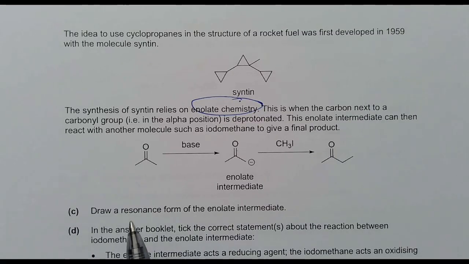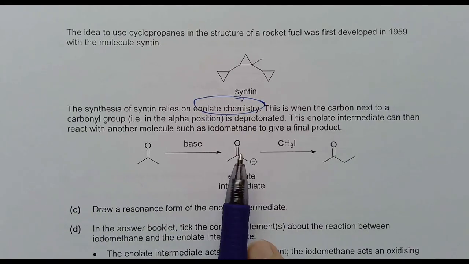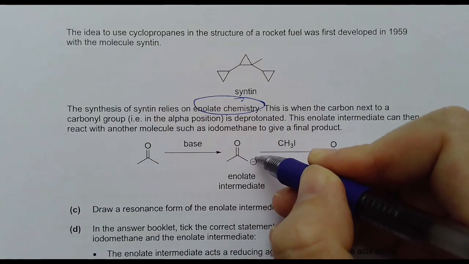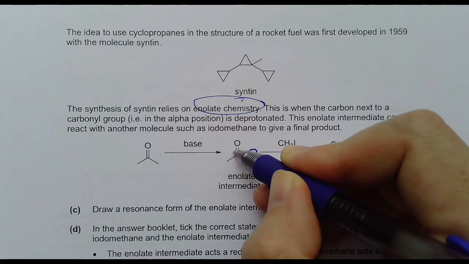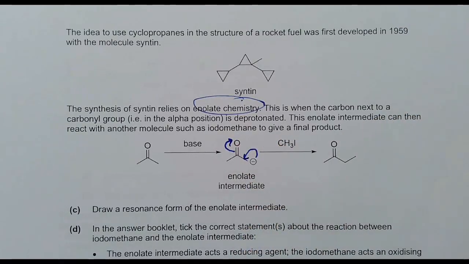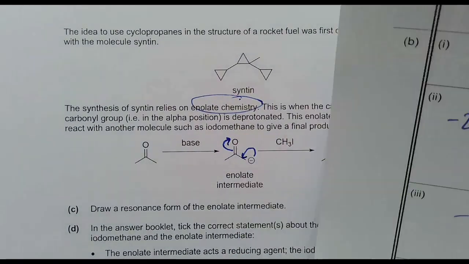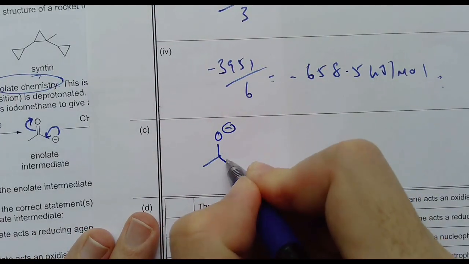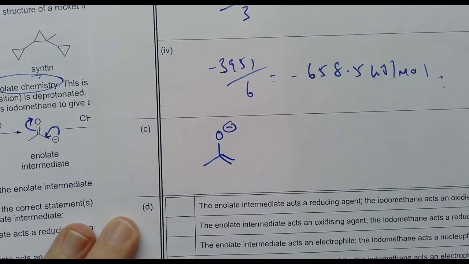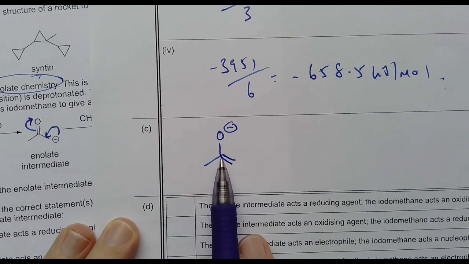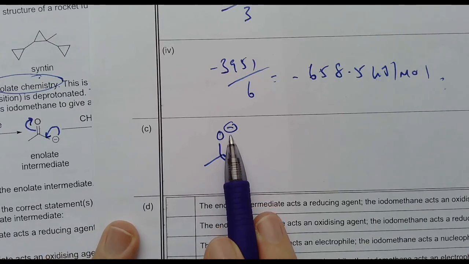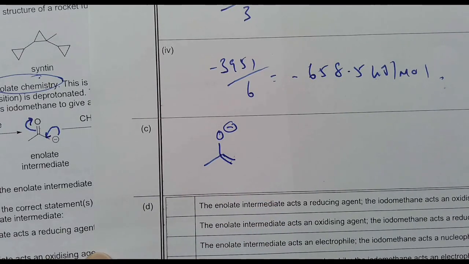So, draw a resonance form of the enolate intermediate. This is the enolate intermediate. A resonance form is just going to be formed. This negative charge, here it's on the carbon. Obviously it could go up and do that, which would give you this. Okay, hence the name enolate, because I've now got the ene, which is the alkene here, and the ate, which is the negative charge on the oxygen.